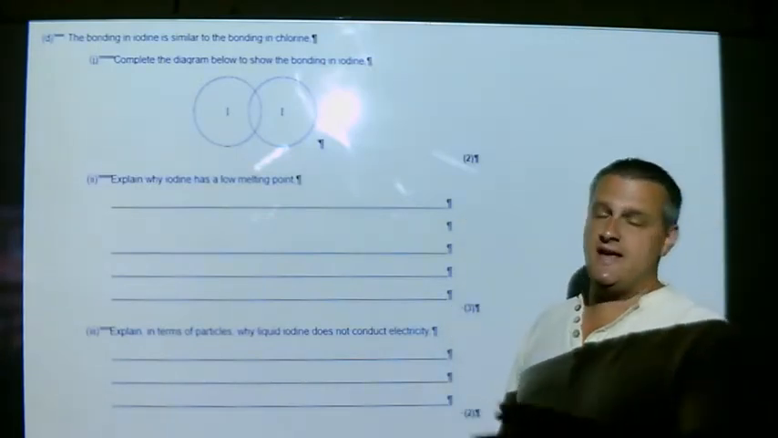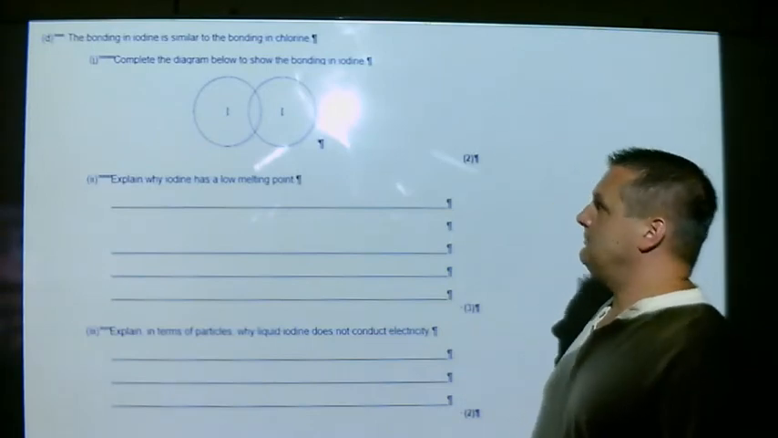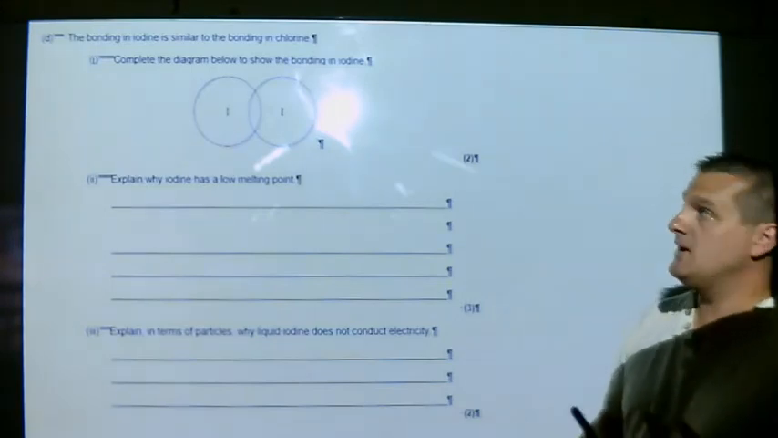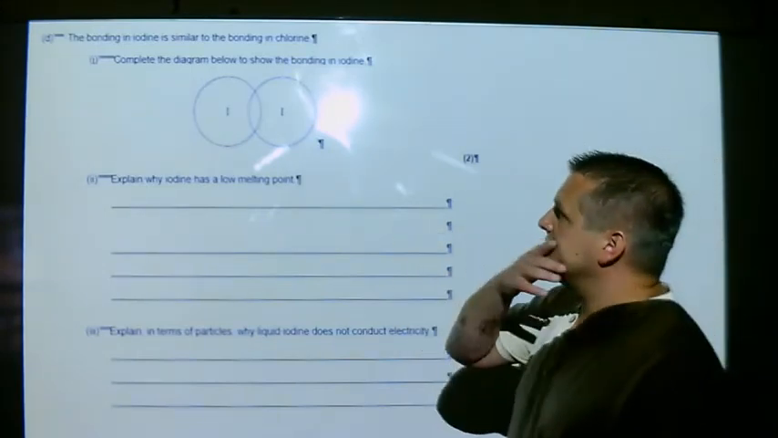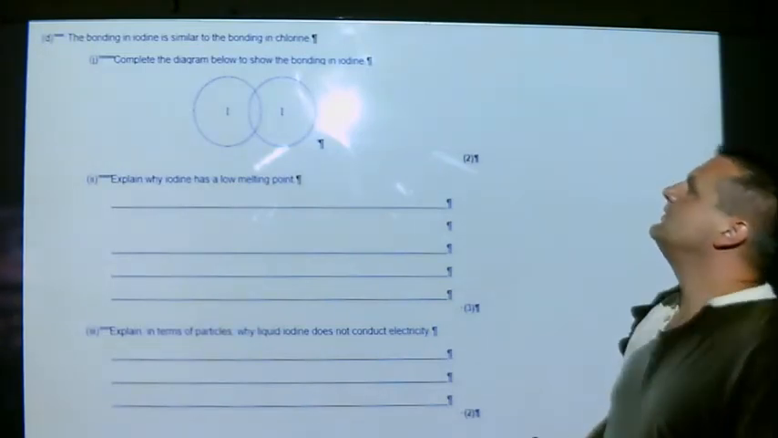I know it's not brilliant to see, but in a minute I will zoom in on a bit of paper and it'll be a bit easier to see. So, the question is about bonding, covalent bonding. It tells us the bonding in iodine is similar to the bonding in chlorine. Complete the diagram below to show the bonding in iodine.